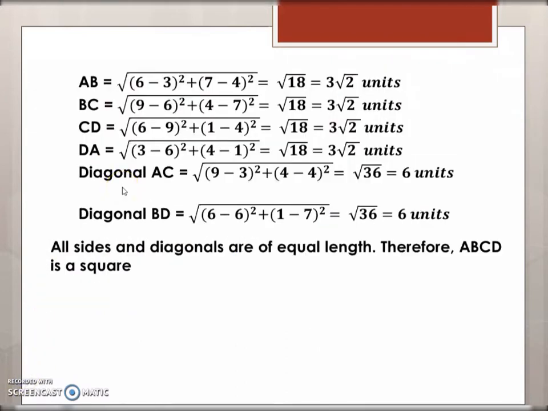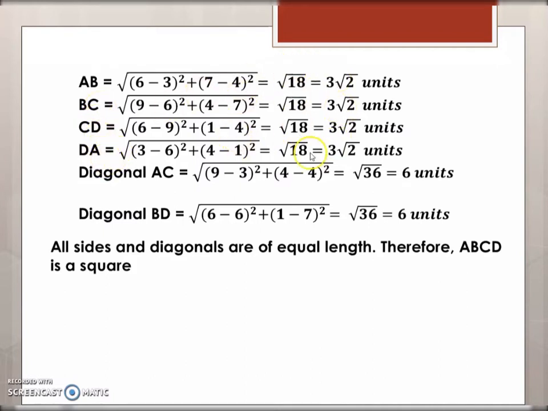To determine what type of quadrilateral is formed here, find out the length of the sides using the distance formula. That is, AB will be equal to, you know the coordinates of A and B, just substitute in the formula, square root of x2 minus x1 the whole square plus y2 minus y1 the whole square, and you will get square root of 18. That is 3 root 2. Same way you will find the sides BC, CD, DA.